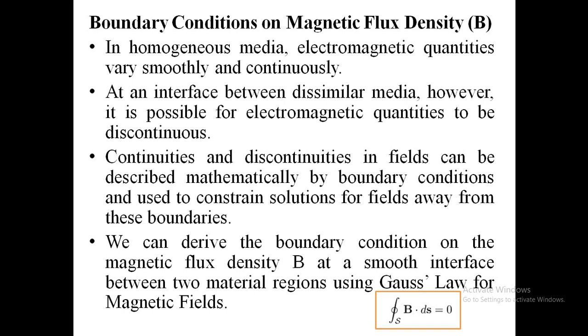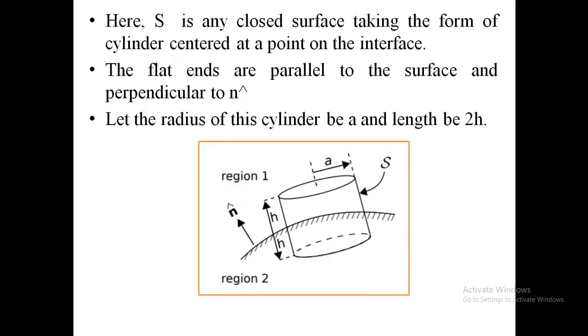We can derive the boundary condition on the magnetic flux density at a smooth interface between two material regions using the Gauss law for magnetic fields. As per Gauss law for magnetic fields, the closed surface integral of B dot dS is 0. Here S is any closed surface taking the form of a cylinder centered at a point on the interface. The flat ends are parallel to the surface and are perpendicular to n cap. Thus, let the radius of the cylinder be a and length be 2h.